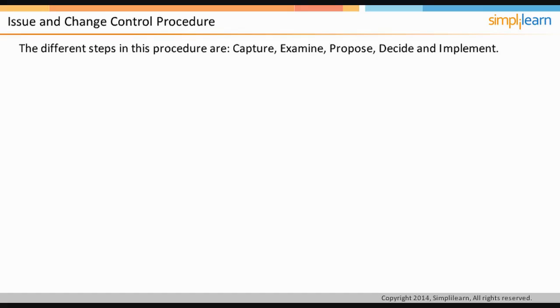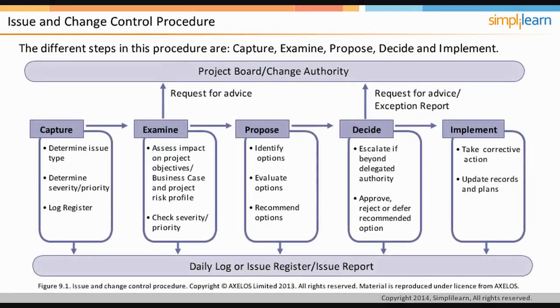Let's now go through the second procedure of configuration management strategy, which is issue and change control procedure. PRINCE2 provides a common approach to dealing with requests for change, off-specifications, and problems or concerns. As seen in the image on the screen, this procedure also consists of a few steps, and they are capture, examine, propose, decide, and implement.